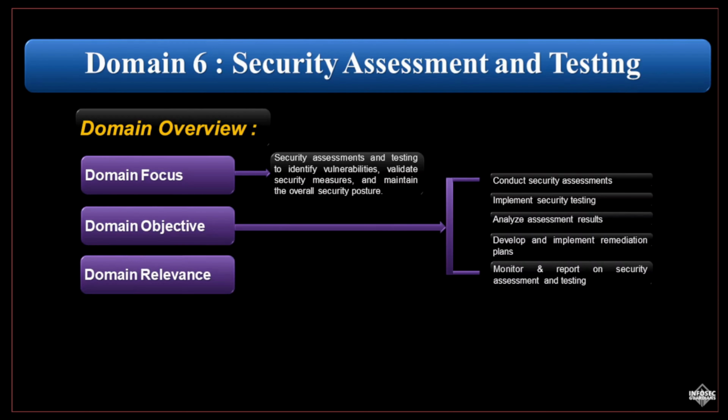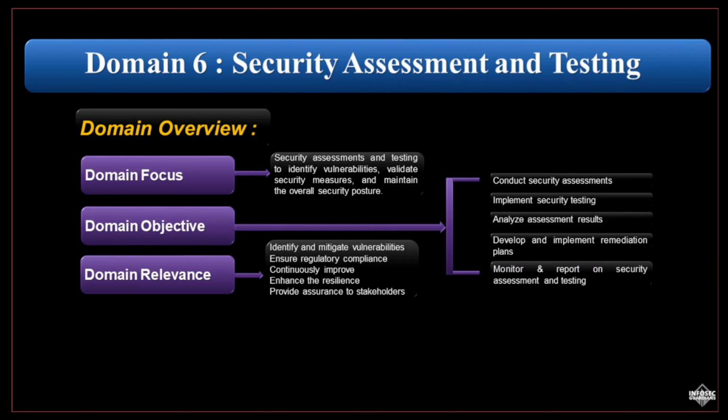Domain 6 is highly relevant in today's ever-evolving cybersecurity landscape. Security assessment and testing are crucial components of any comprehensive security strategy. By assessing, testing, and validating security measures, organizations can identify and mitigate vulnerabilities before they are exploited by attackers, ensure regulatory compliance and adherence to security standards, continuously improve the overall security posture of their IT environments, enhance the resilience of critical systems and data, and provide assurance to stakeholders, clients, and partners regarding the security of their information.